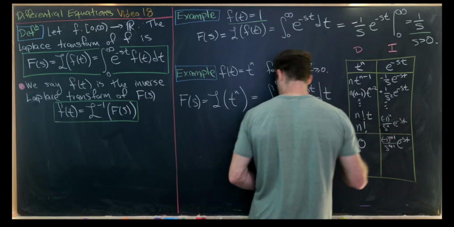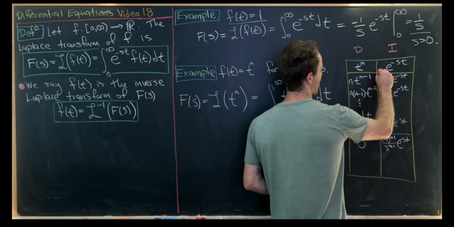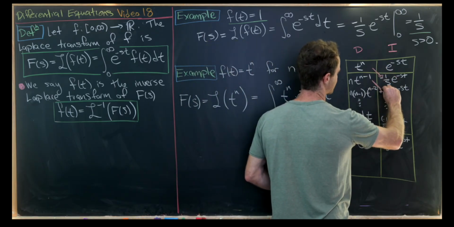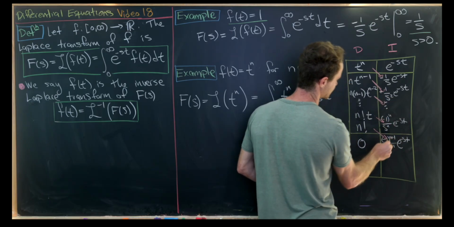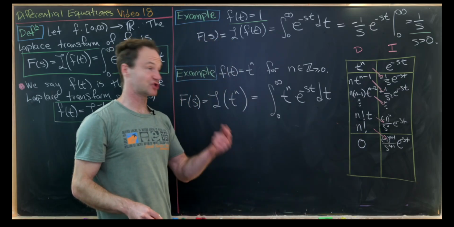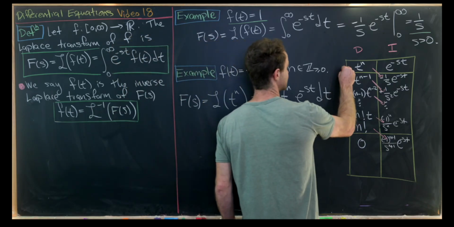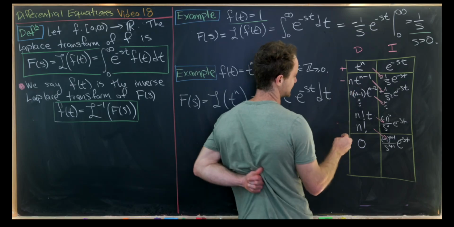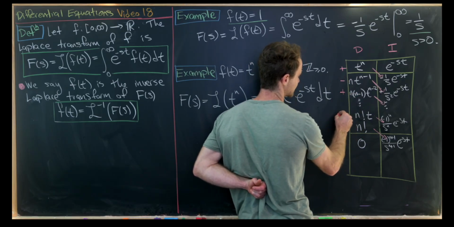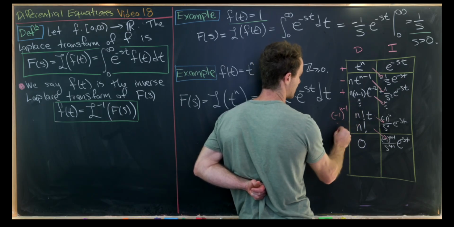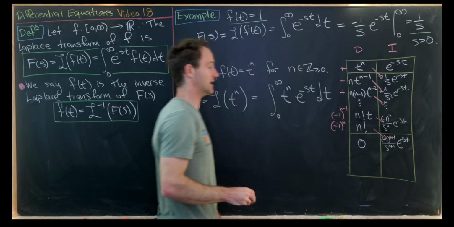Now let's recall that we need to match on the diagonals. That's a result of this playing the role of repeated integration by parts, and then we change the sign. So this is attached to a plus sign. This next one is attached to a minus sign, a plus sign. All the way down here, this will be a minus 1 to the n minus 1, and this will be a minus 1 to the n.